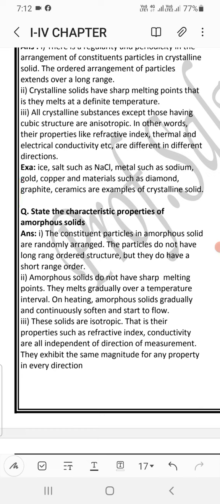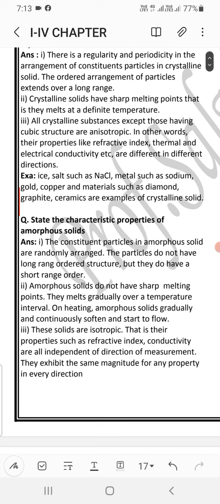Now, the characteristic properties of amorphous solid. First property: the constituent particles in amorphous solids are randomly arranged. The particles do not have long range order structure, but they do have a short range order.